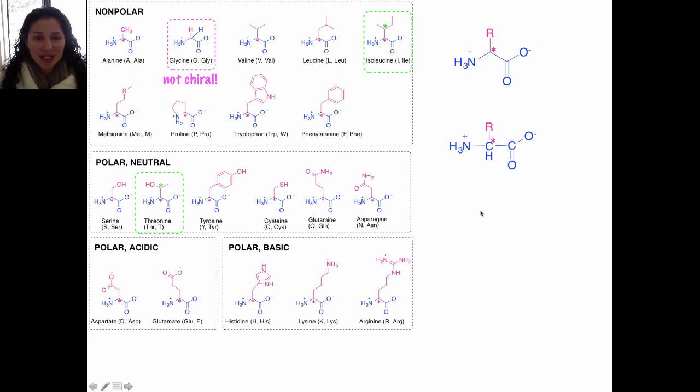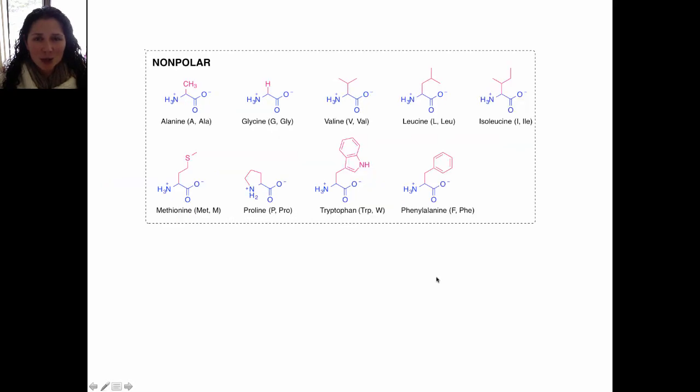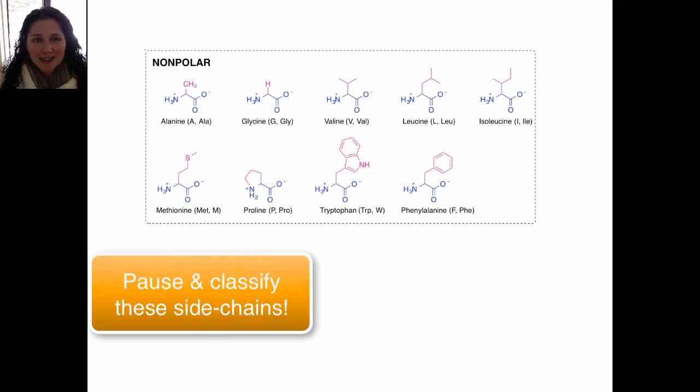Now I'd like to focus on the different categories of amino acids. And we'll start with the nonpolar amino acids. Here's a closer look at the nonpolar ones. These amino acids are classified as nonpolar because the side chains of these amino acids are nonpolar or mostly nonpolar. Take a moment now to classify each of the side chains into a functional group, family, or class.